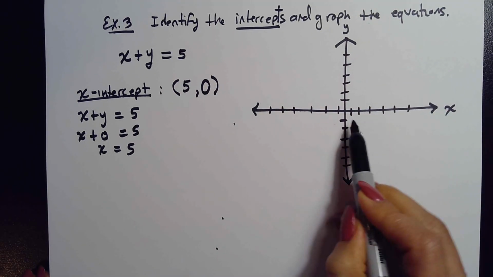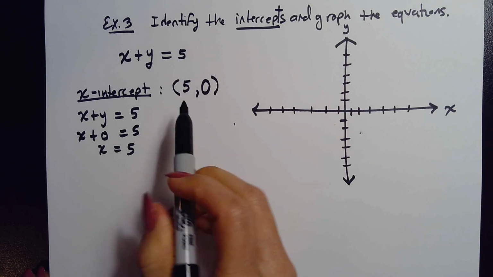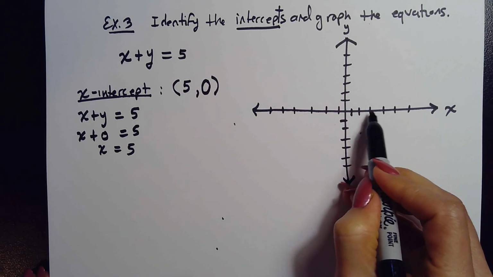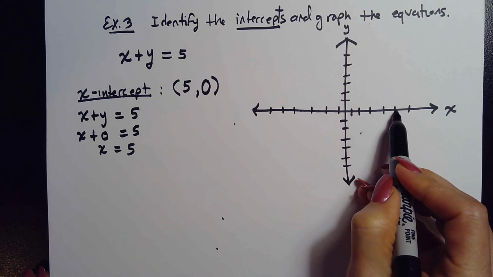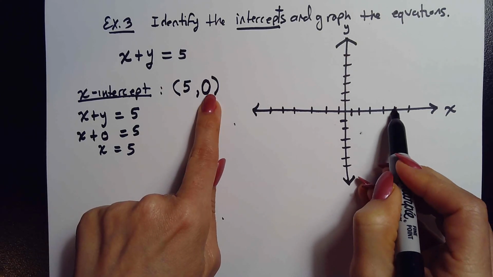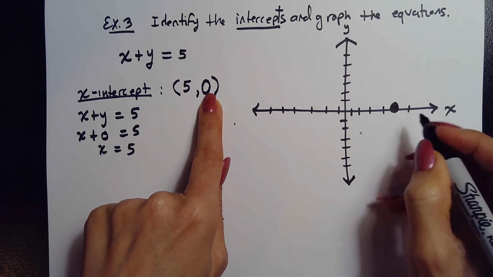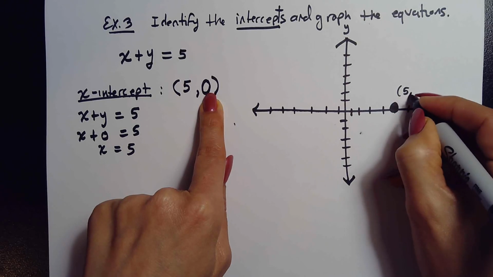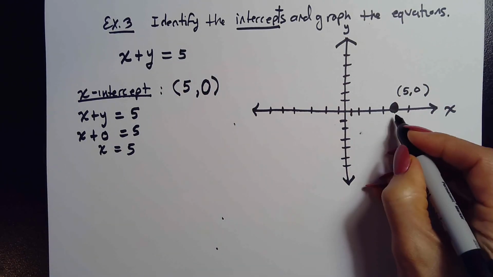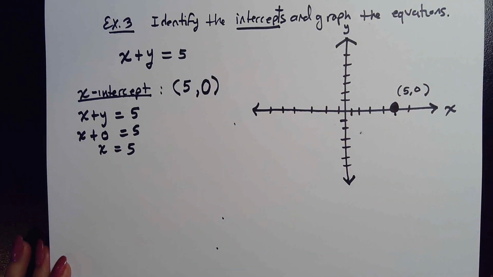Five comma 0, so you find 5 first, because remember that's the x here. 1, 2, 3, 4, 5, so x is 5, and then y is 0, so it stays right here. There's the first point, this one, 5 comma 0. Okay, now we're gonna find the y-intercept.